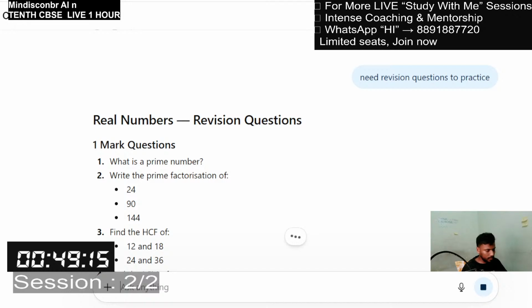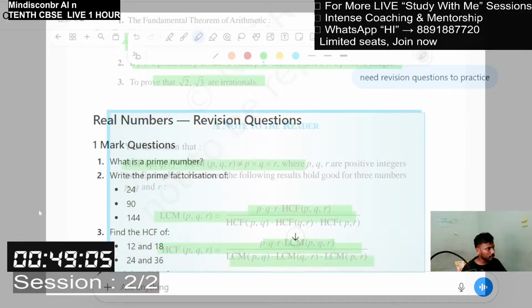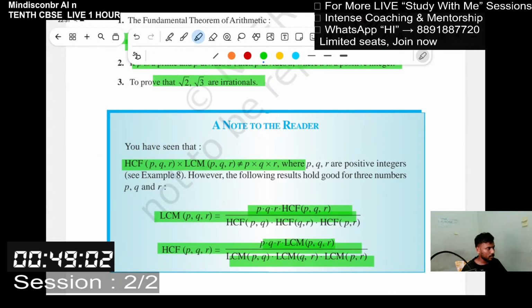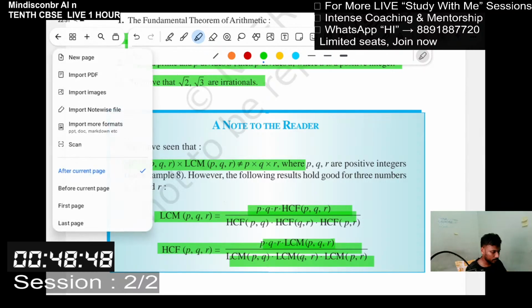Okay, before coming to the revision questions, we have to look at NCERT. There we have studied LCM of 3 numbers and HCF of 3 numbers. How to find out a particular value? We can take an example for this.